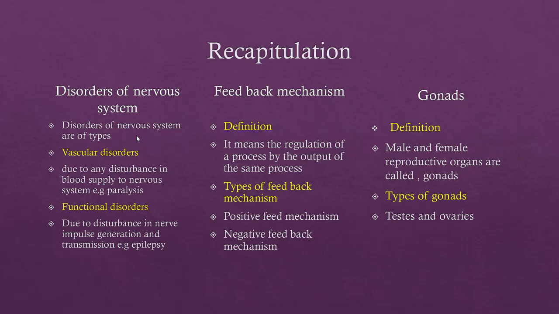Disorders of nervous system are of two types: vascular disorders and functional disorders. Vascular disorders are due to any disturbance in the blood supply to a nervous system, for example, paralysis. Functional disorders are due to disturbance in the nerve impulse generation and transmission, for example, epilepsy.